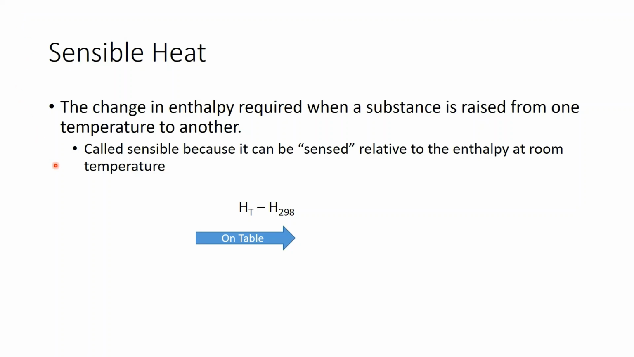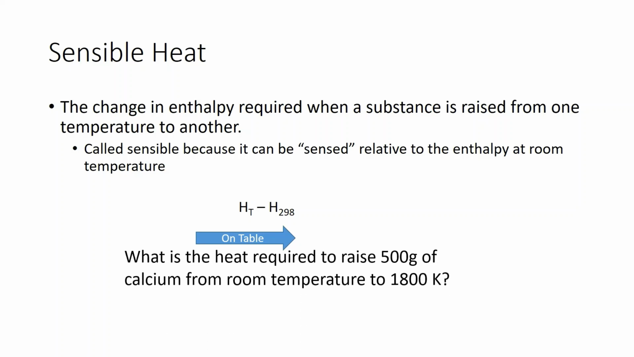Sensible heat is the change in enthalpy required when a substance is raised from one temperature to another. It's called sensible heat because it can be sensed relative to the enthalpy at room temperature. And you'll see in some of these calculations, I tend to use words like with respect to room temperature enthalpy, and that'll be more clear after we work some of these problems. So we're going to work out a problem right now: what is the heat required to raise 500 grams of calcium from room temperature to 1800 Kelvin.